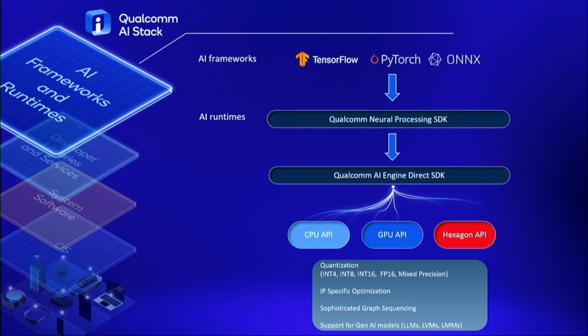It supports data types like integer 4, 8, 16, floating point 16, and mixed precision formats. The tools in the SDK enable IP-specific optimization, sophisticated graph sequencing, and supports many Gen AI models like LLMs, large vision models, and multimodal models.